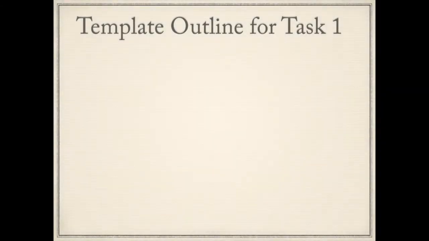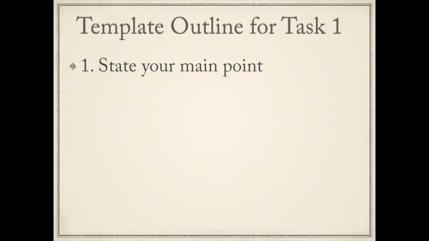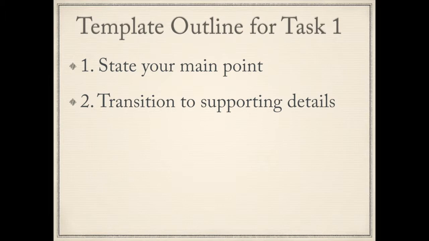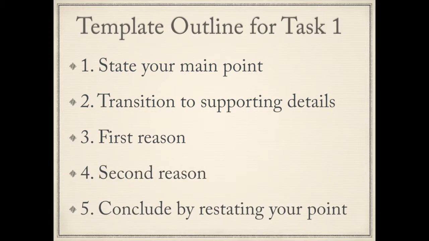Let's start from task 1. So task 1 will always be about an open choice. State your main point first, and then, most importantly, use a transition before you start your supporting details. Give your first reason, give your second reason, and then conclude by restating your point. This is the best way to approach task 1, in my opinion. Probably the most important thing is to remember to transition, and remember that you are allowed to restate and conclude.